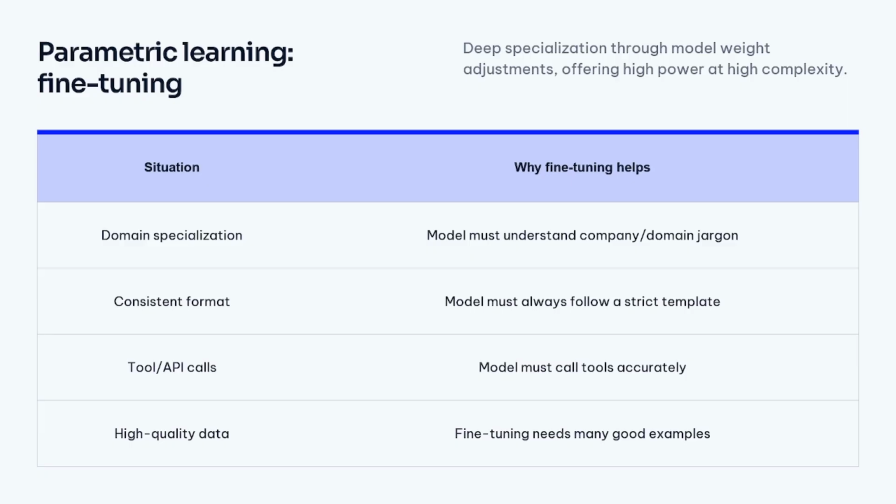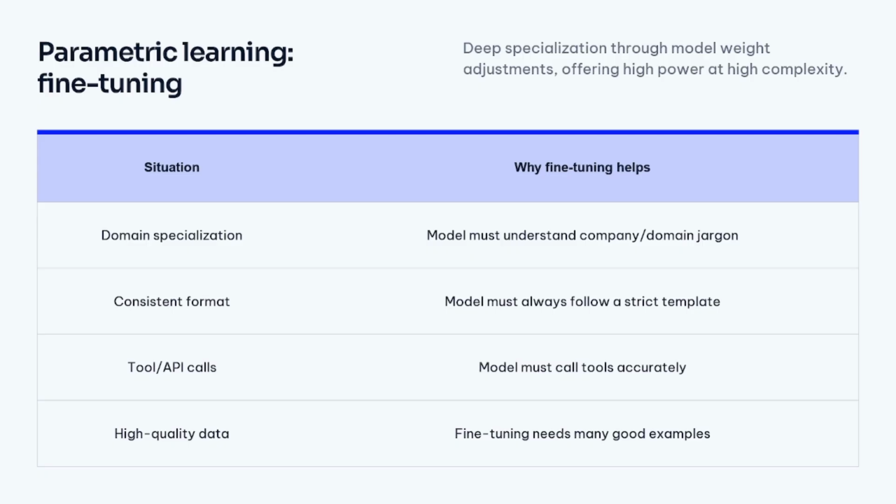Parametric learning and fine-tuning. Remember, we started with two types of learning, parametric and non-parametric. This is parametric learning, which is fine-tuning, learning from a data set or from evaluation. So deep specialization across weights, adjustments, offering high power at high complexity. Look at the situation where you fine-tune an agent because you need domain specialization, that is, the model must understand company or domain jargon.